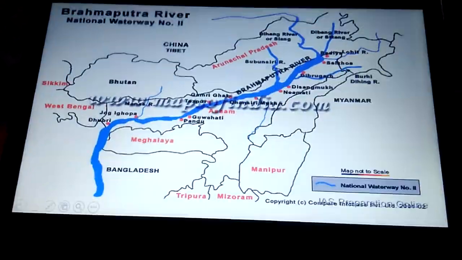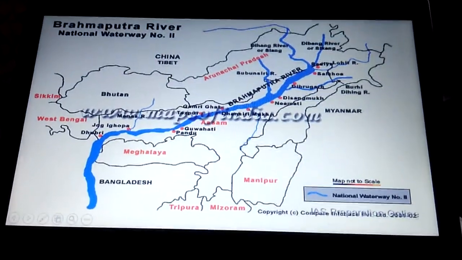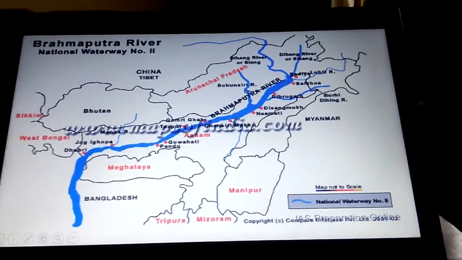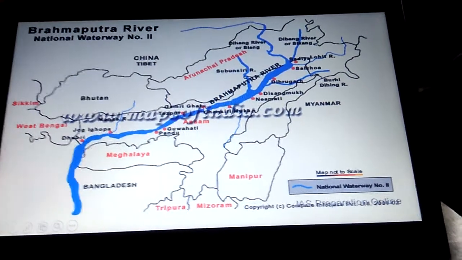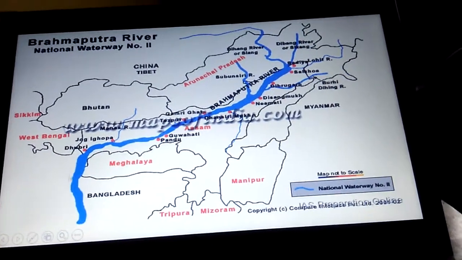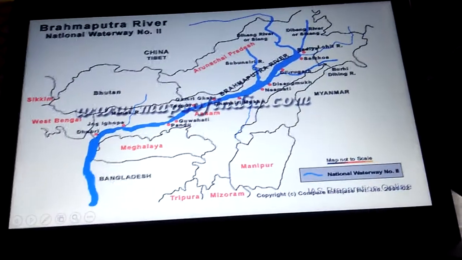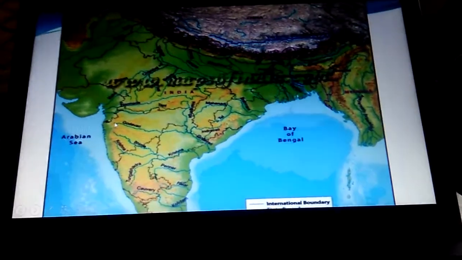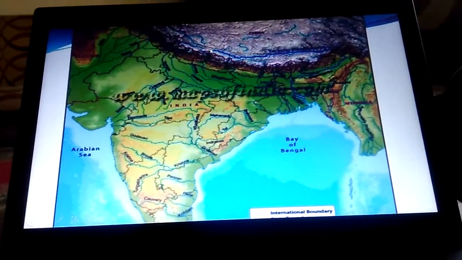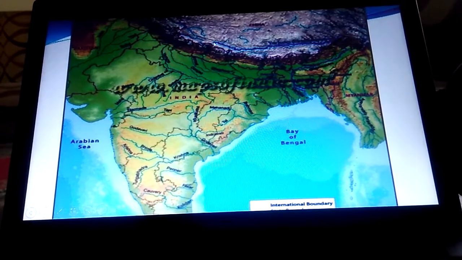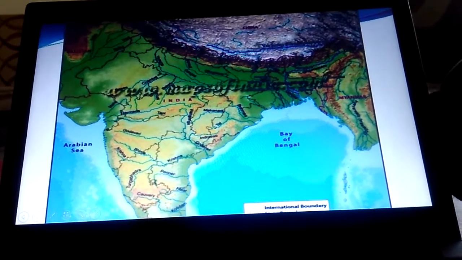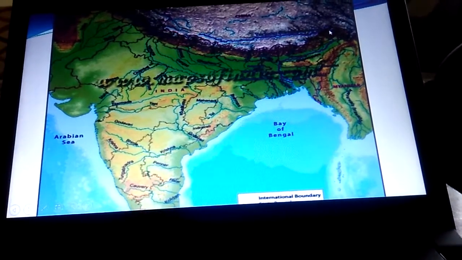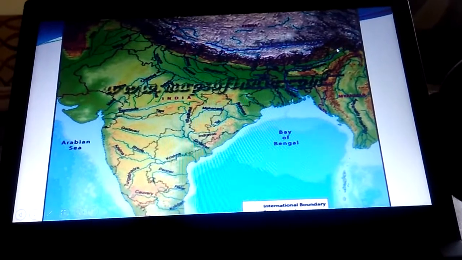River Brahmaputra is called the Dihang river when it enters India. Then it covers the area of Arunachal Pradesh, then Assam, and then from Assam the river goes to Bangladesh. The river carries a large amount of water. It originates from China, from the east of Mansarovar Lake, and then it covers a large area of China. It takes a U-turn and then it enters Arunachal Pradesh.